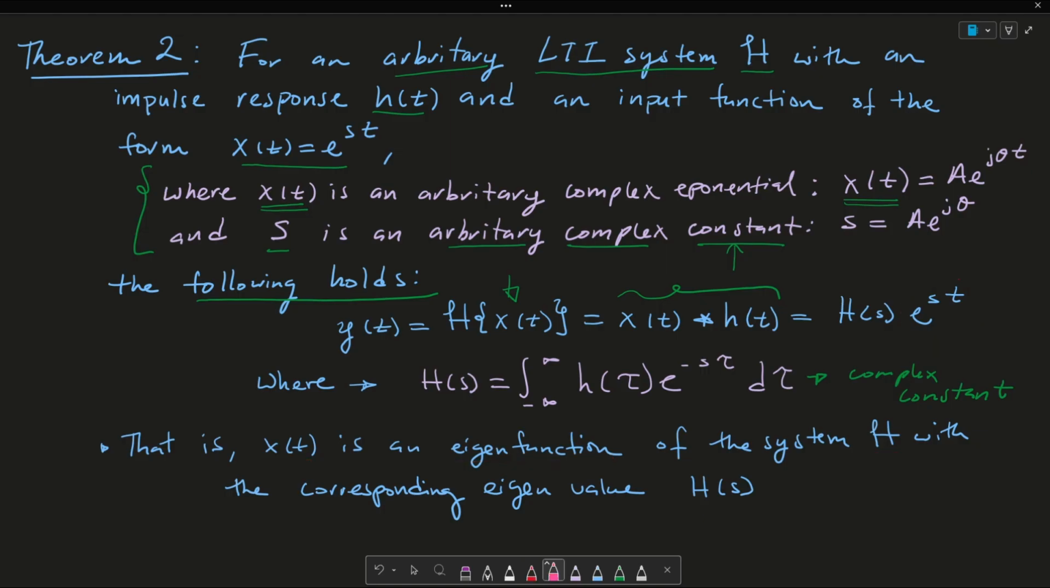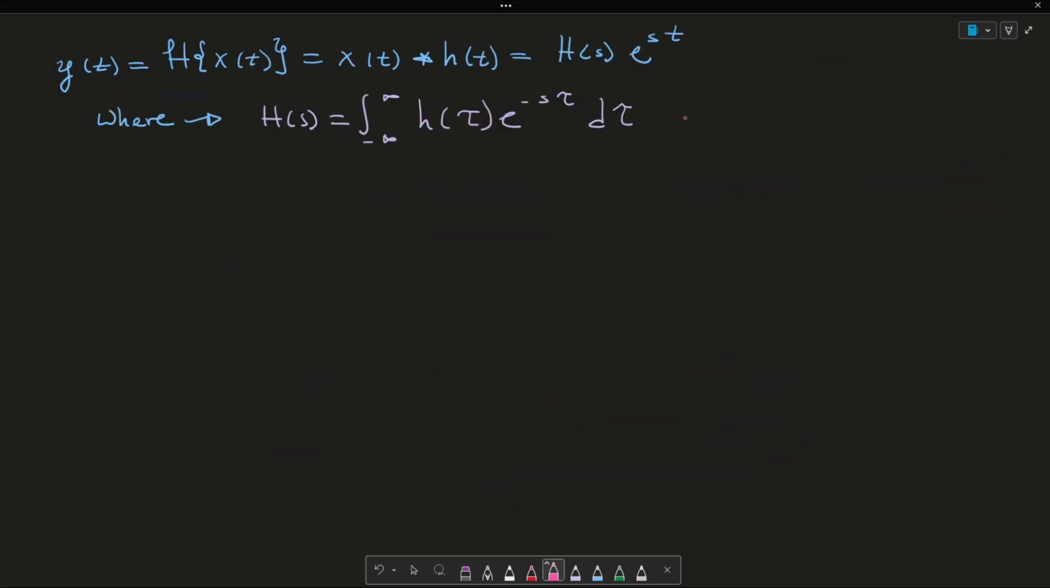But in simple terms, we're basically saying that an LTI system H has an eigenfunction x of t equals e to the st and an eigenvalue h of s, which equals this function here. So let's go ahead now and prove this. I've rewritten our theorem number 2 here, so let's prove this.